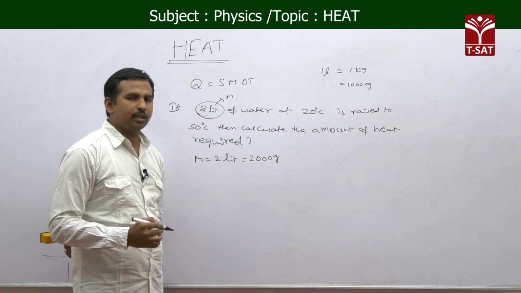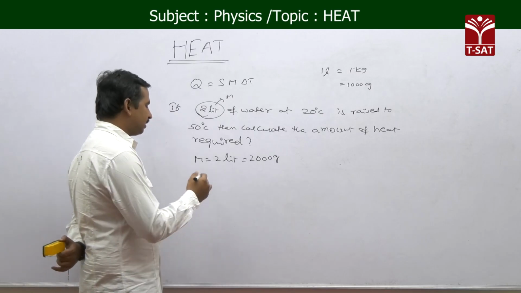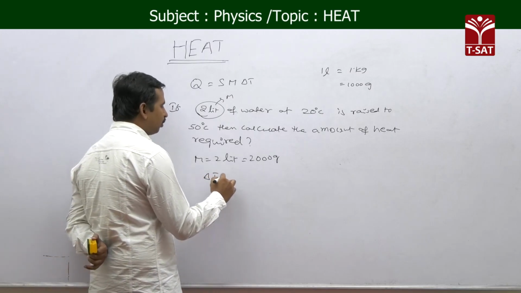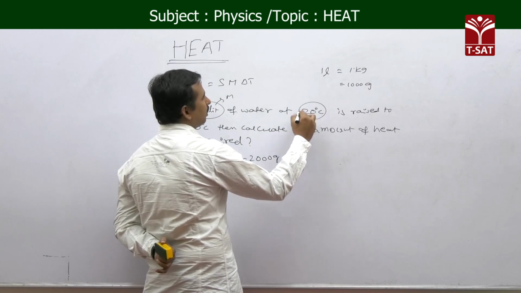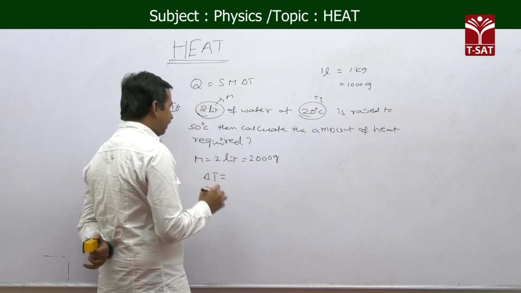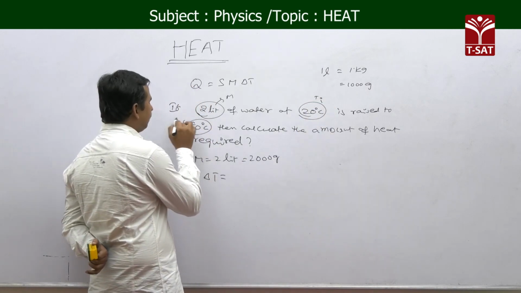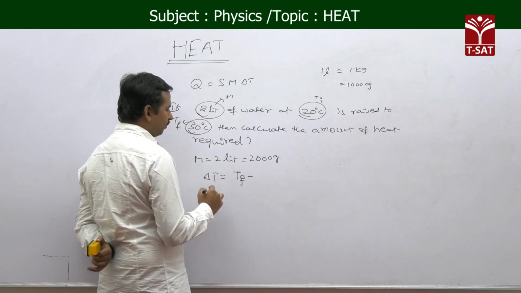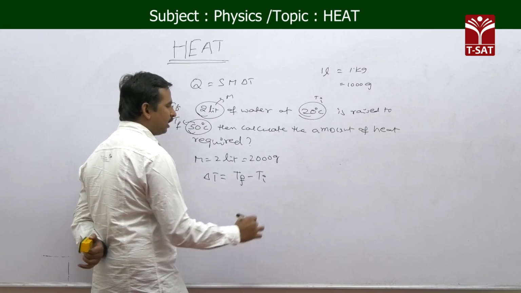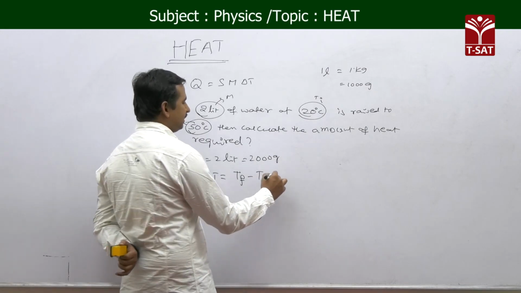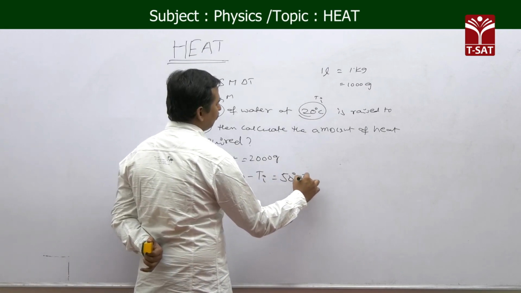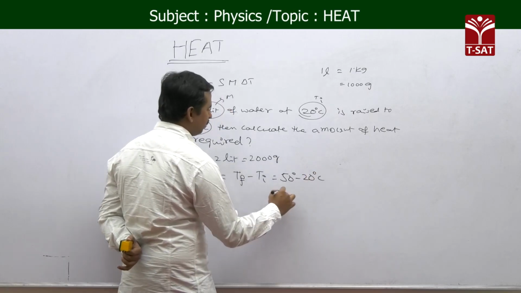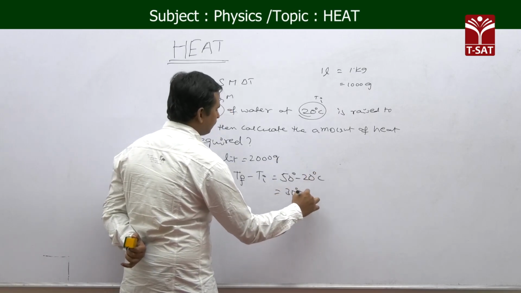So mass is equal to 2000 grams, and we have the change of temperature here. Initially it is 20 degrees Celsius, finally it is 50 degrees Celsius. Then the change of temperature is final temperature minus initial temperature, which is 50 degrees minus 20 degrees Celsius, which is 30 degrees Celsius.